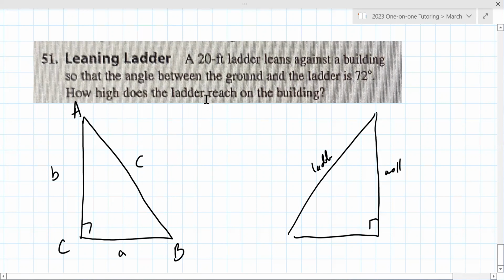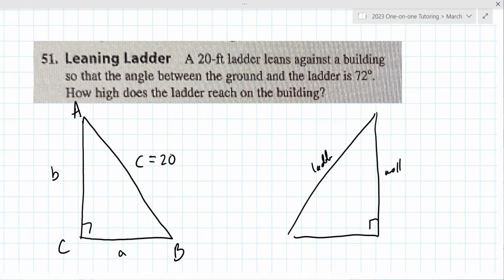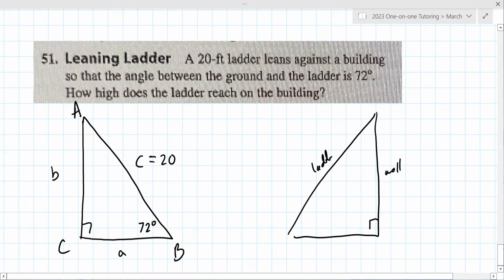The 20-foot ladder should be C. Little c, good. And the angle for big B is 72 degrees. Very good. Okay, and what are you trying to find? What is it asking for in this problem? It's asking to find how high the ladder reaches.